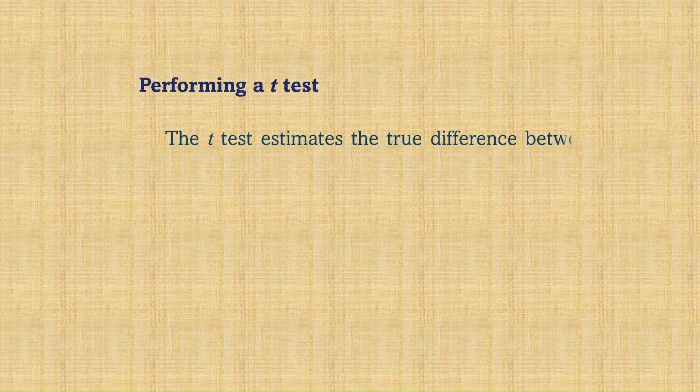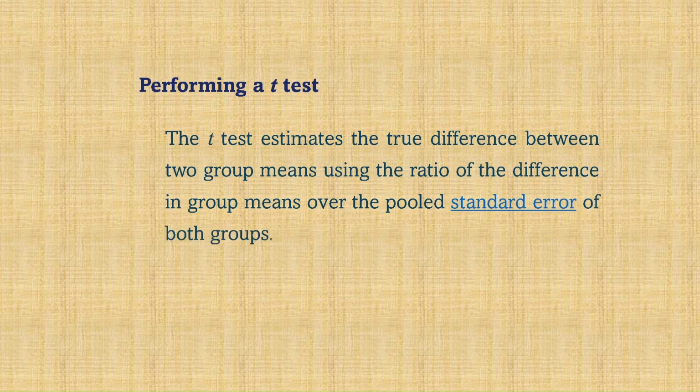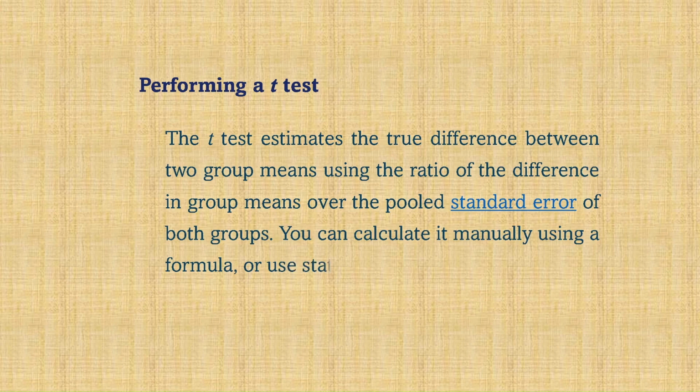Performing a t-test. The t-test estimates the true difference between two group means using the ratio of the difference in group means over the pooled standard error of both groups. You can calculate it manually using a formula, or use statistical analysis software.